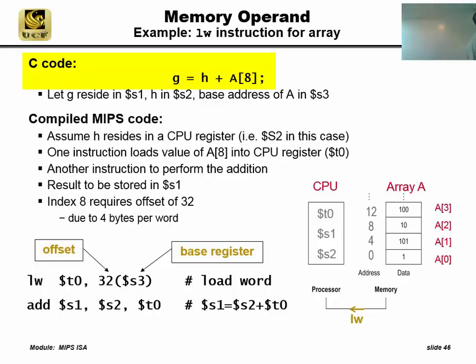So in this case, what's the first thing we have to do? I said if it's an array, the data is contained where? Processor or memory? It's an array.